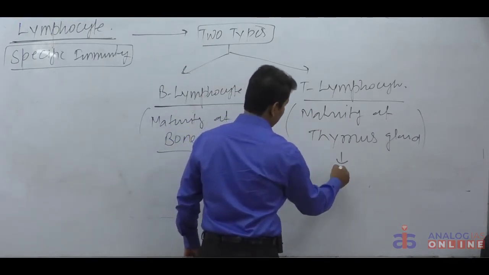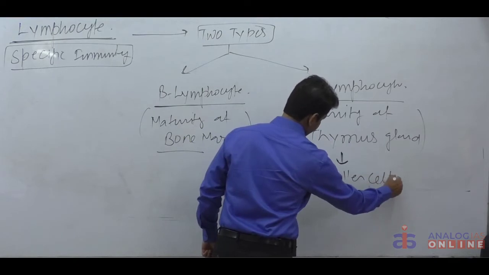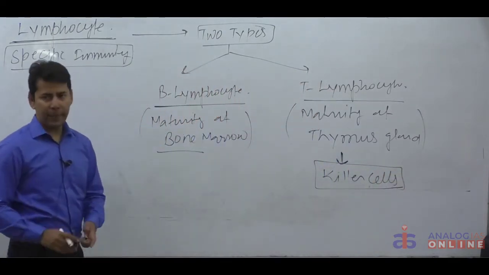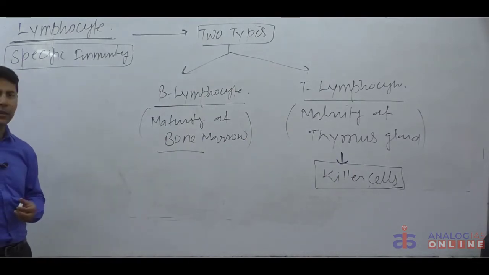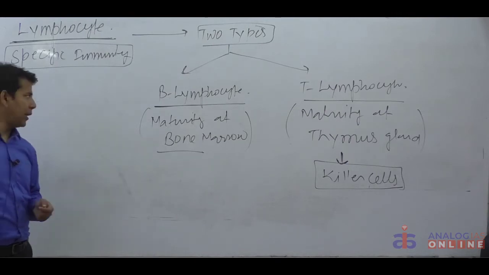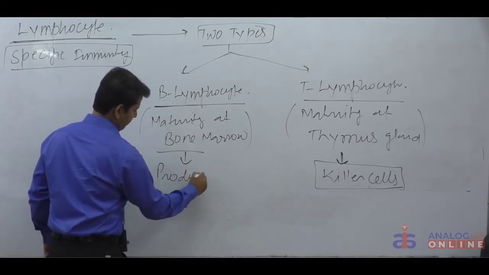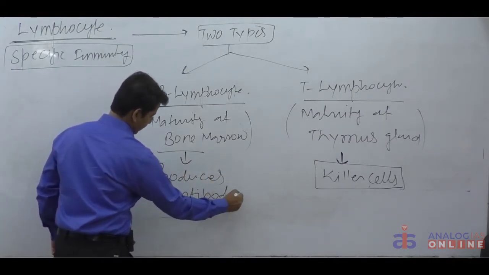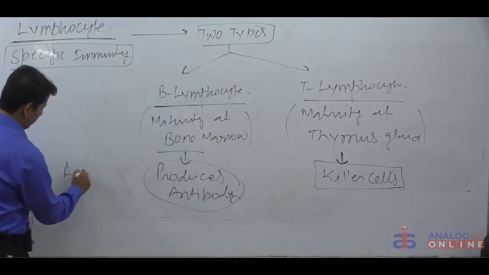This T lymphocyte, they are the killer cells. They get inside the cell and they kill the pathogen. Right. And this B lymphocyte produces antibody. And that becomes acquired immunity.